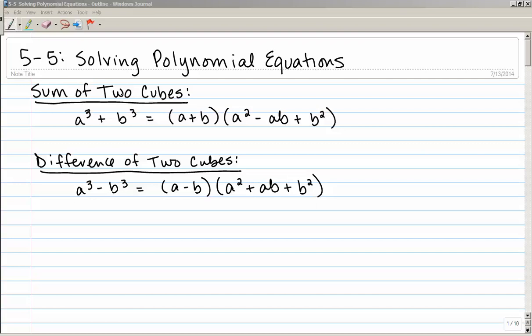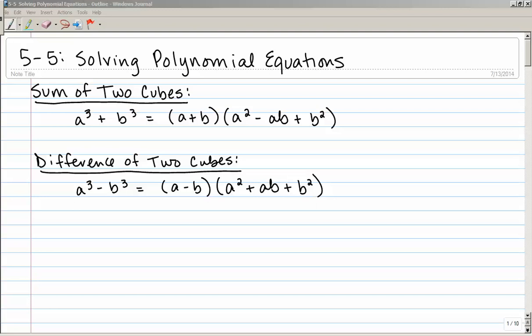The first is the sum of two cubes. In other words, we have a cubed plus b cubed. So we're adding together two cubes, and that factors into a plus b times the quantity a squared minus ab plus b squared. The difference of two cubes, so again you have a cubed and you have b cubed, but this time you're subtracting. That factors into a minus b times the quantity a squared plus ab plus b squared.